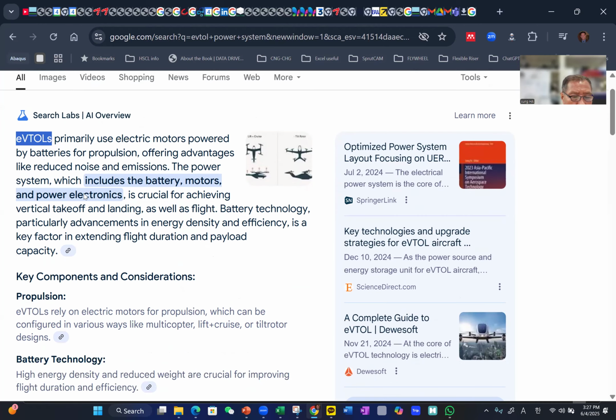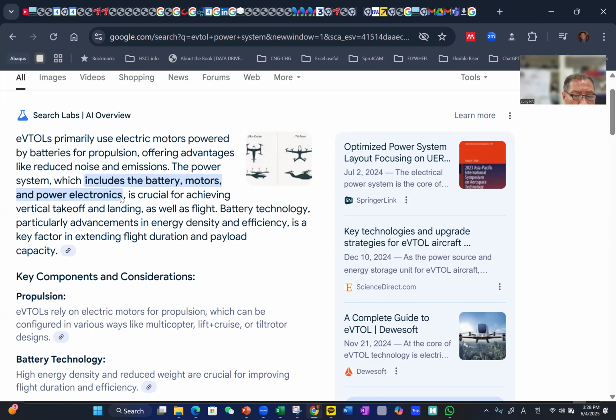Okay, so this system, either a fuel cell vehicle or humanoid operated by hydrogen power, or an eVTOL, will include the battery, motors, and power electronics. It is crucial for achieving vertical takeoff and landing. Okay, eVTOL means vertical takeoff and landing, as well as the flight. Battery technology, particularly advancement in energy density and efficiency, is a key factor.